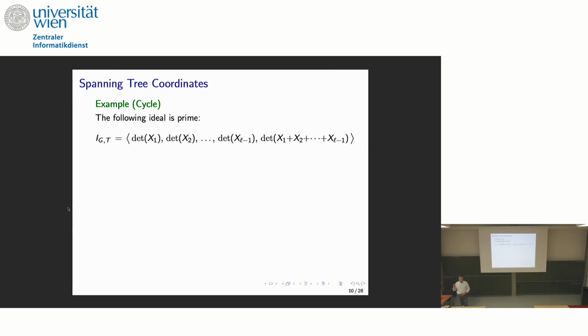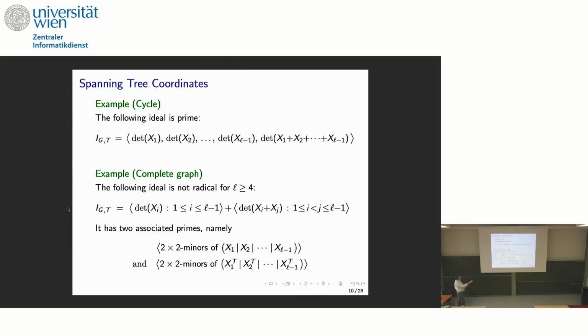That's my ideal. Right? So my ideal is I have a bunch of 2 by 2 matrices, I take their determinants, and I also take the determinant of the sum. And it turns out that this ideal is prime. Okay, so for a cycle, everything is nice.